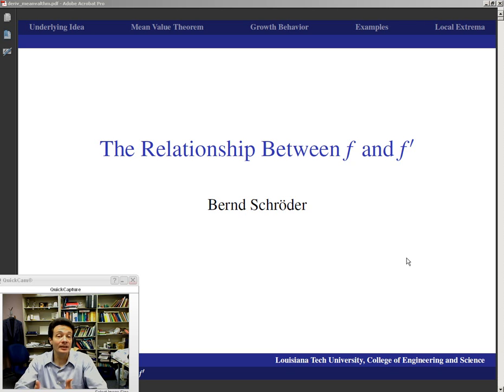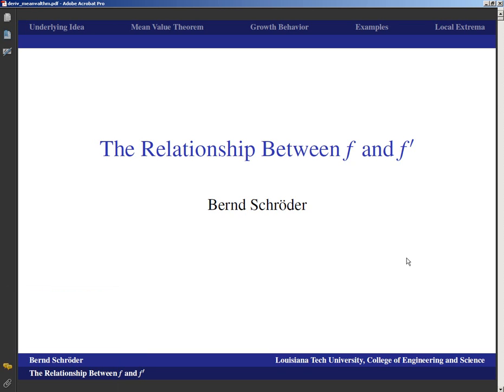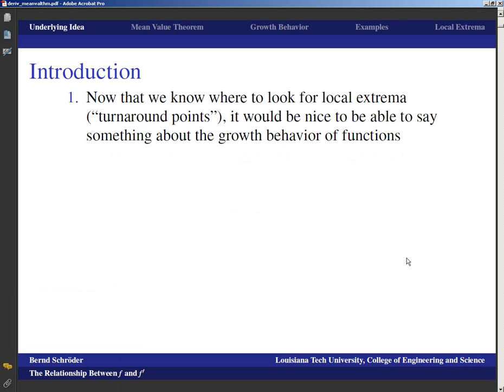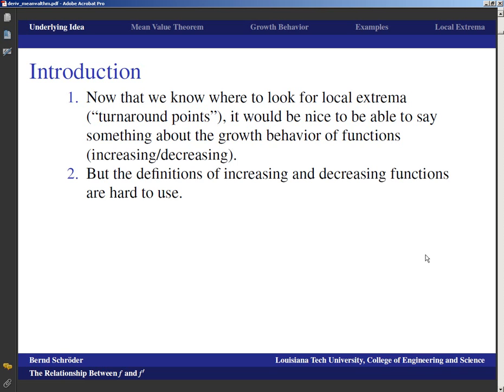And so it sounds like a good idea to further investigate the relationship between the function and its derivative, and that's what's happening here. Let's go. Okay, so how do we connect the function with its derivative? The underlying idea, or the underlying desire maybe, is that now that we know where to look for local extrema or turnaround points, it would also be nice to be able to say something about the growth behavior of the functions, and growth behavior always means where the function is increasing or decreasing.